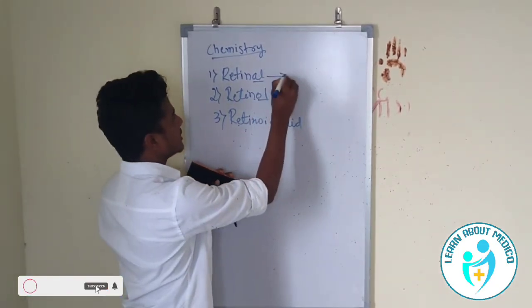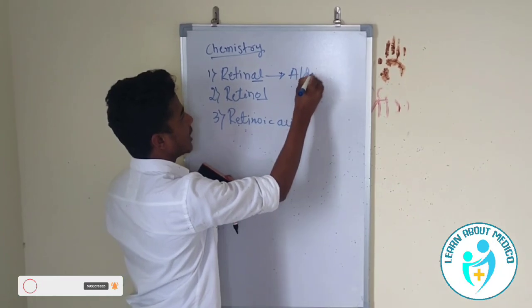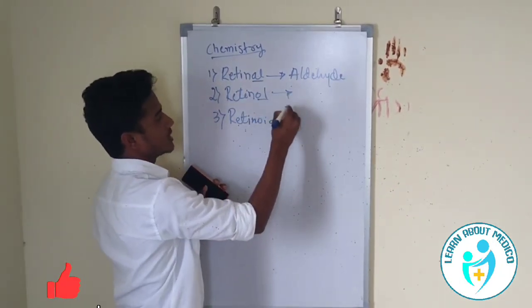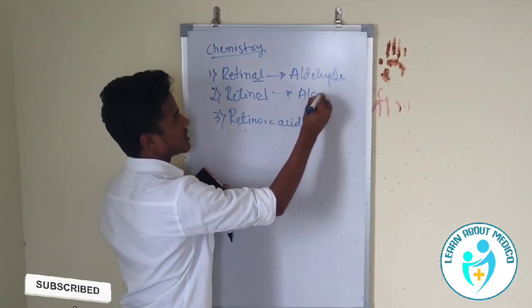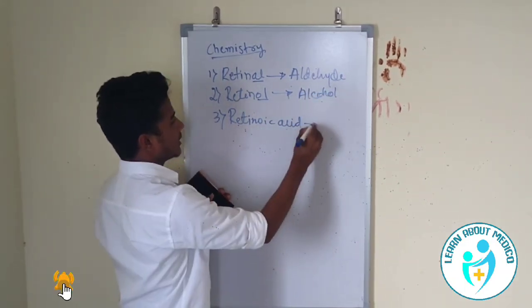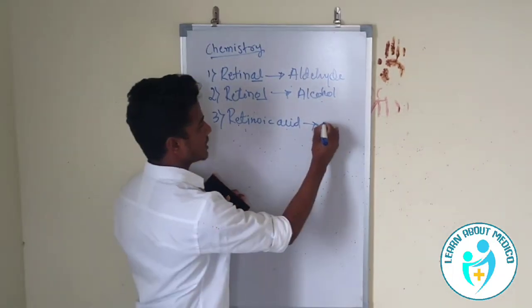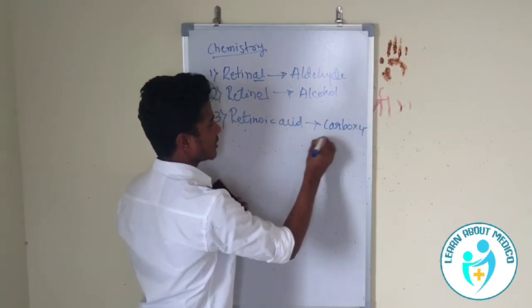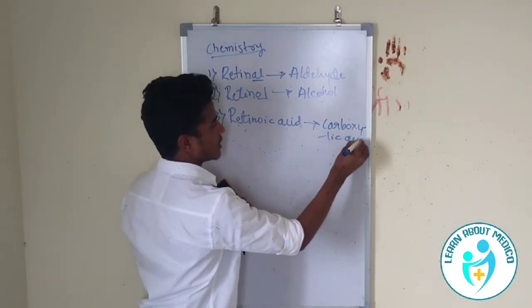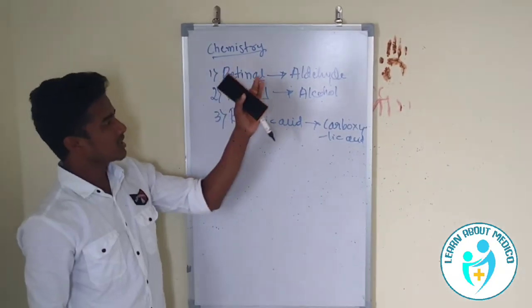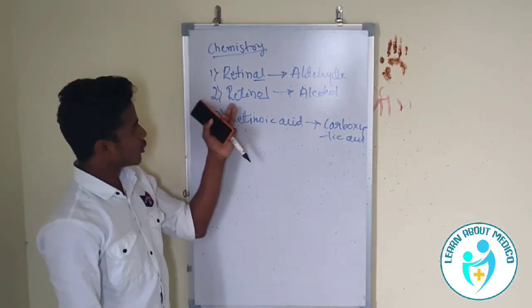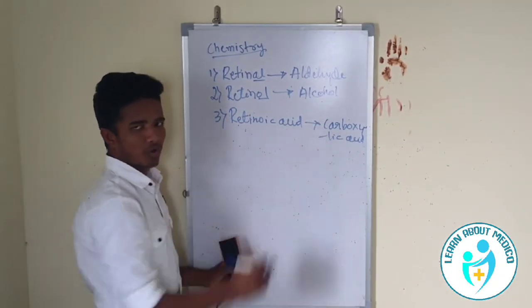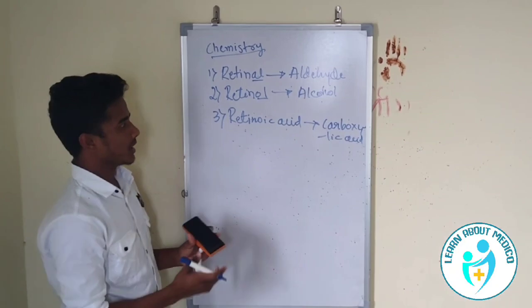Retinal is the aldehyde form of vitamin A, retinol is the alcohol form of vitamin A, and retinoic acid is the carboxylic acid form of vitamin A.